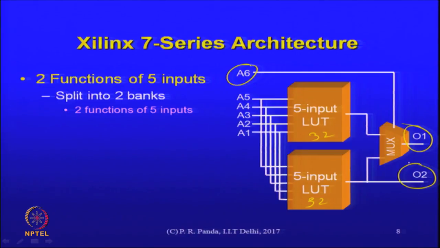O1 is the output of the mode where I am using this logic as a 6-input function, right. But I could also be using that logic as 2 functions of 5 inputs each. So that means that this is one function, that is a totally different function, and that is when O2 is relevant. Otherwise, in the other mode, O2 is not relevant, and this one anyway can be selected here. This is not selected, right. And that A6 can be used as a selector.